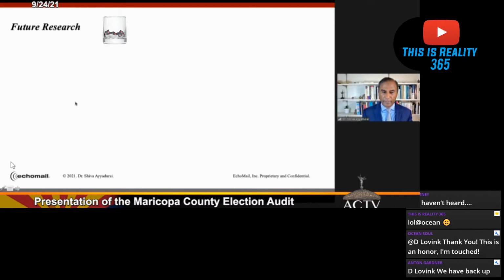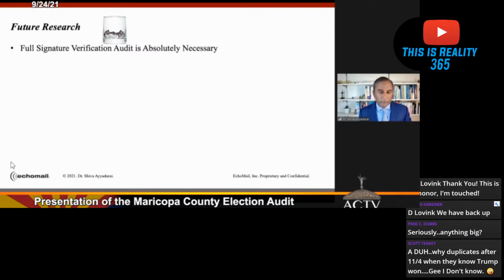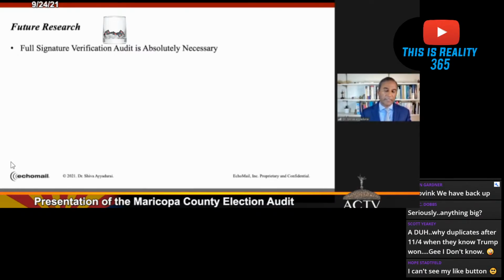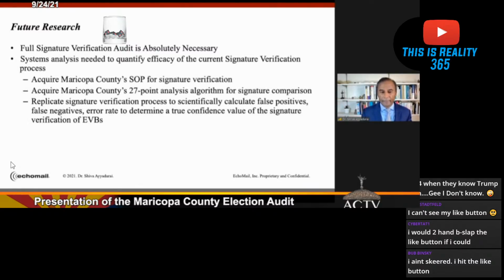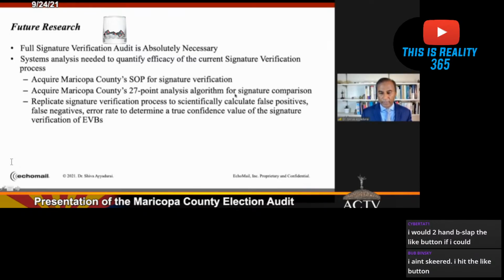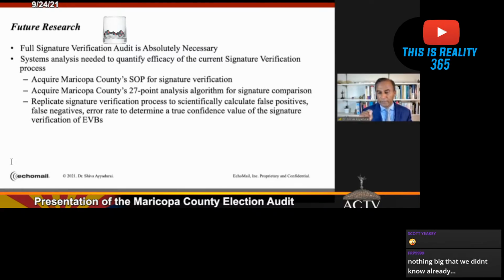So the future research we believe is absolutely necessary is a full signature verification audit, which means doing the full 27-point analysis. We have the capability right now, we have everything imaged. If we acquire Maricopa's SOP for signature verification, if we can get their 27-point analysis algorithm, we can replicate all of this and, using the algorithm that they have, define an actual false positive, false negative error rate.